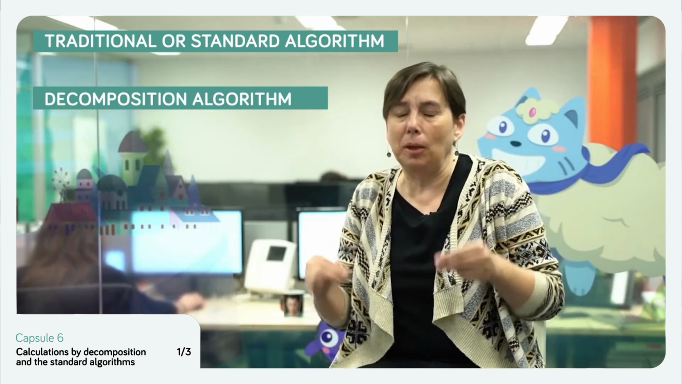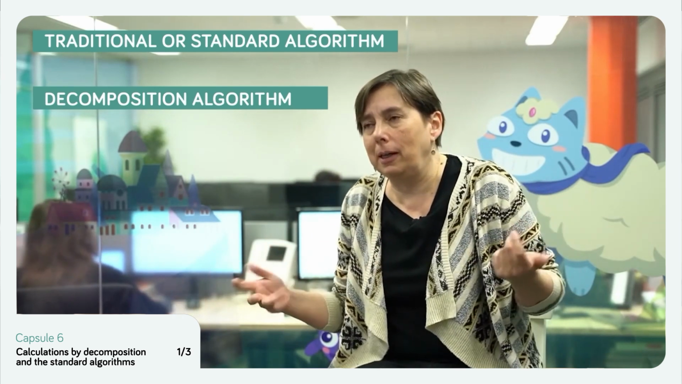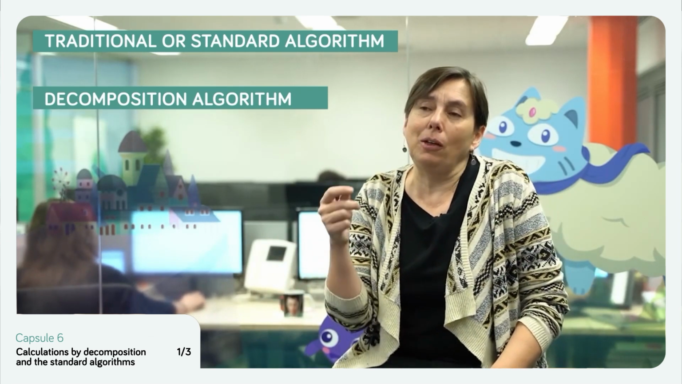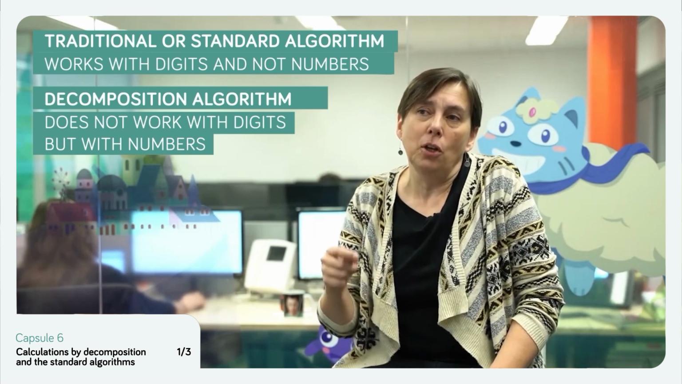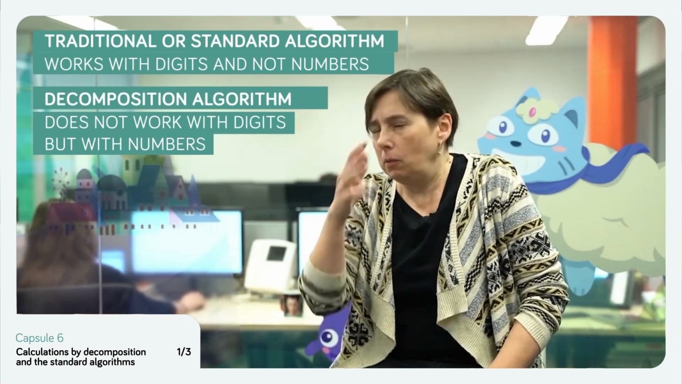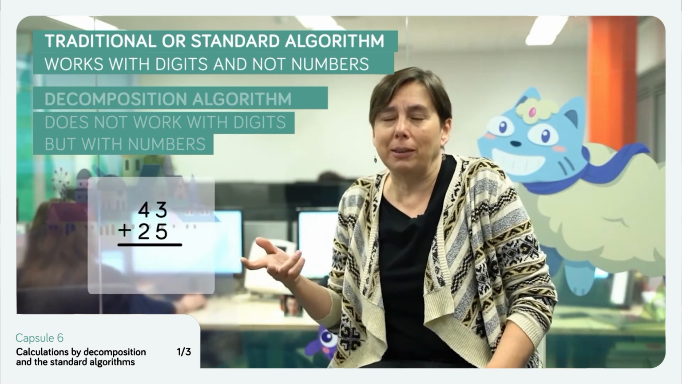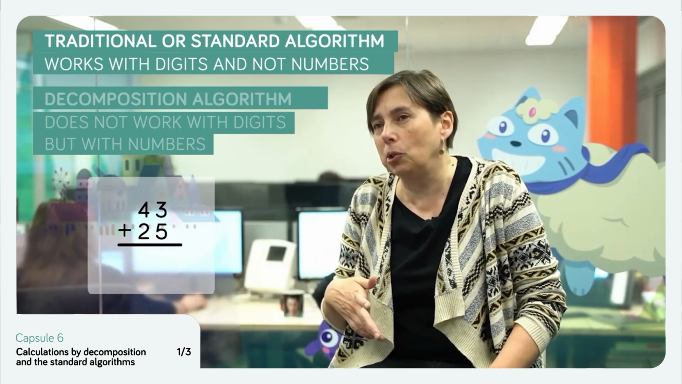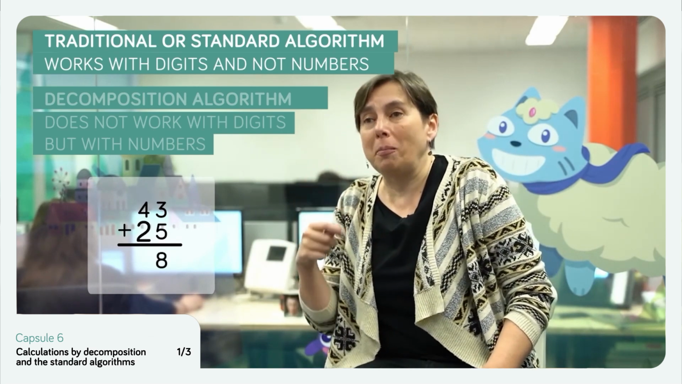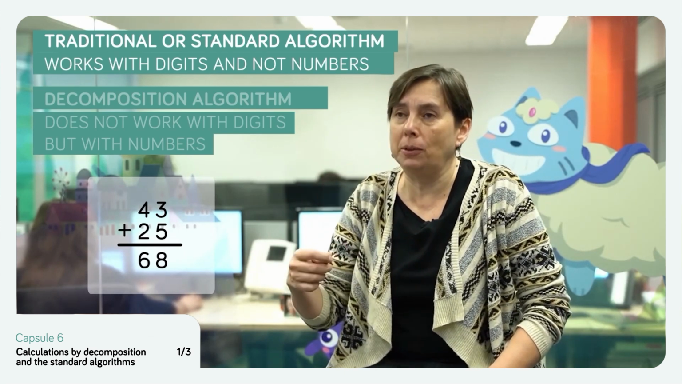The fundamental characteristic, which is also shared by other didactic proposals, not only the one we have in the numbers laboratory, is the fact that algorithms by decomposition do not work with digits but with numbers, right? I'll use an example to make it very clear. When we add 43 plus 25 with a traditional algorithm, we add 3 plus 5, 8, 4 plus 2, 6, and we're left with 68, but we say 4 plus 2.